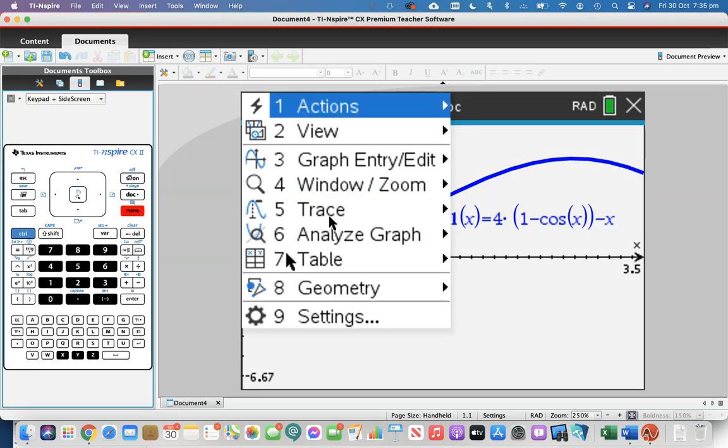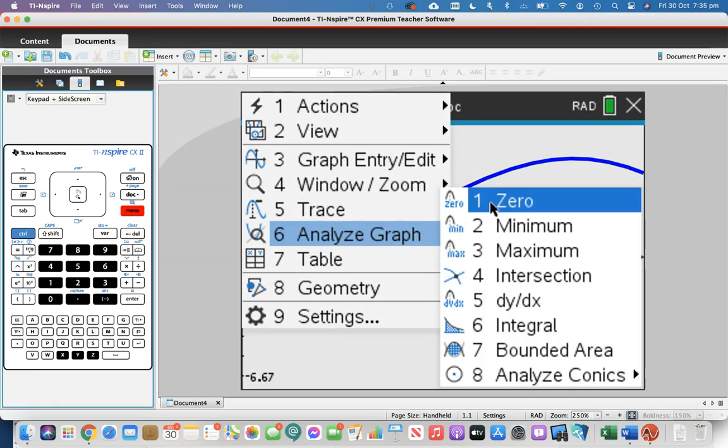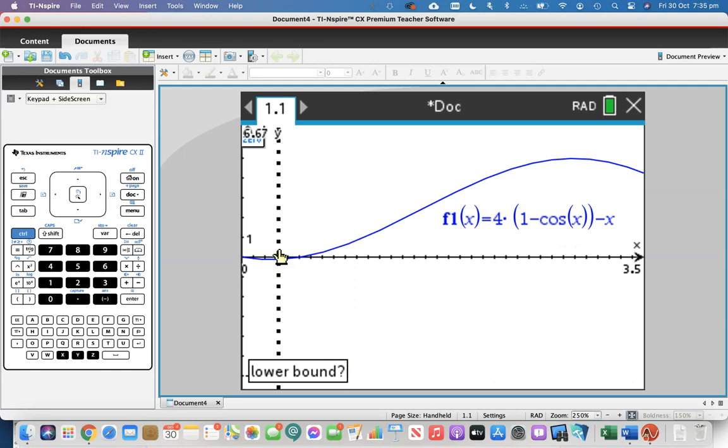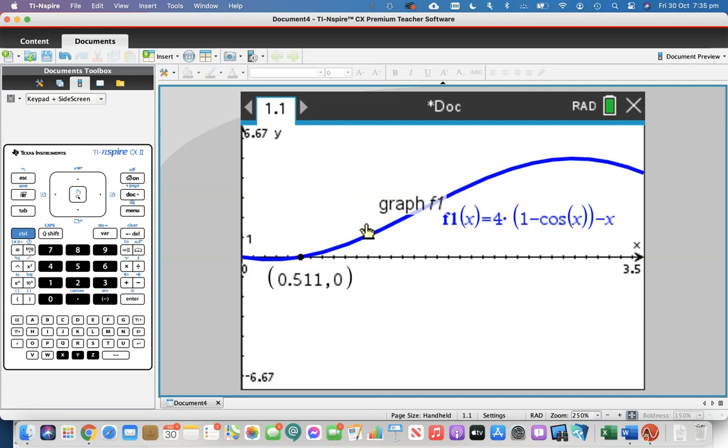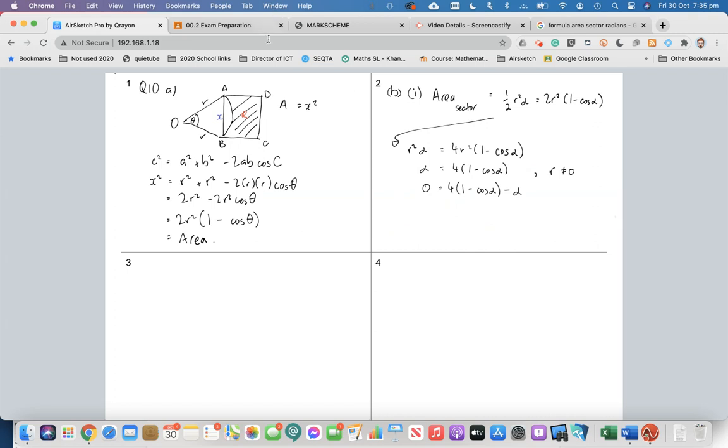So I go to my menu, I go to Analyze Graph, and I select 0. I go anywhere to the left of that 0, anywhere to the right of that 0, and it'll punch out 0.511. So that's the value I'm looking for. When y equals 0, x equals 0.511. So I can say, therefore, by the GDC graph, alpha equals 0.511.